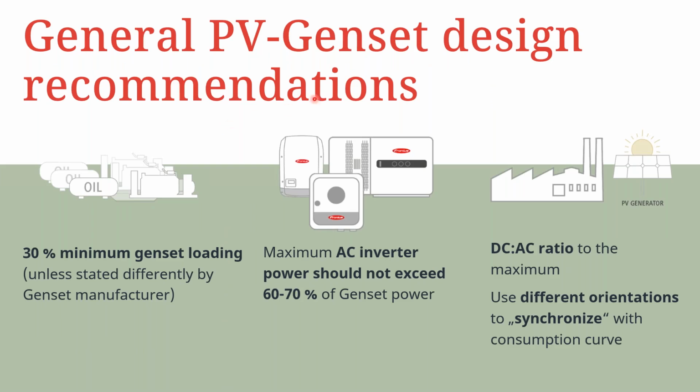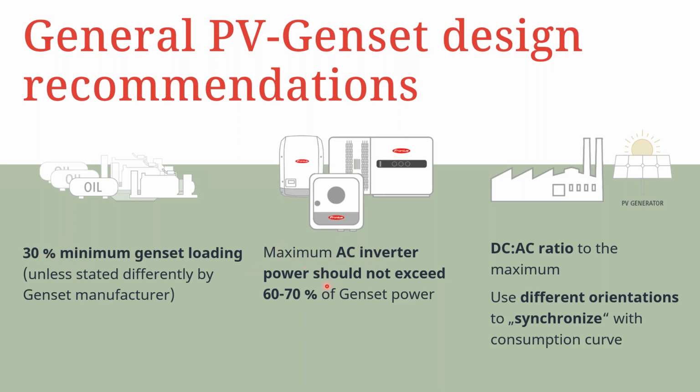The general PV genset design recommendations. Again, the 30% minimum rule that Cyprian was referring to with regards to the genset loading, unless it is stated differently by the genset manufacturers. What we have noticed is a few manufacturers have an idle state in their generator configuration, which allows them to burn up to 5 liters per hour, depending on the model and manufacturer. This does vary, but we always recommend consulting with the manufacturer of the generator to get the exact value that the generator is comfortable with in its operating mode.